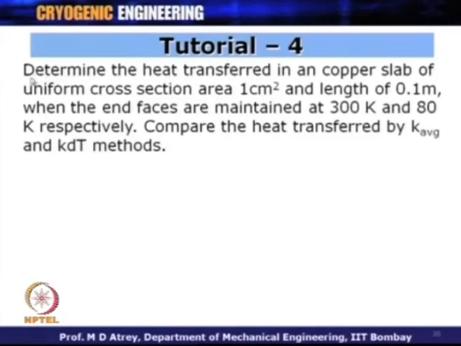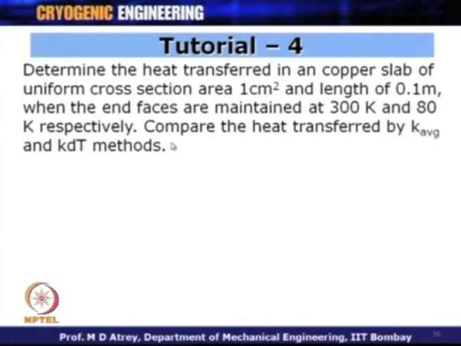The problem statement is, determine the heat transferred in a copper slab of uniform cross section of area 1 centimeter square and length of 0.1 meter. So, the L is equal to 0.1 meter while A is equal to 1 centimeter square, when the end faces are maintained at 300 Kelvin and 80 Kelvin. So, one end of the copper slab has 300 Kelvin, the other end is subjected to 80 Kelvin respectively. Compare the heat transferred by K average and K dT methods.